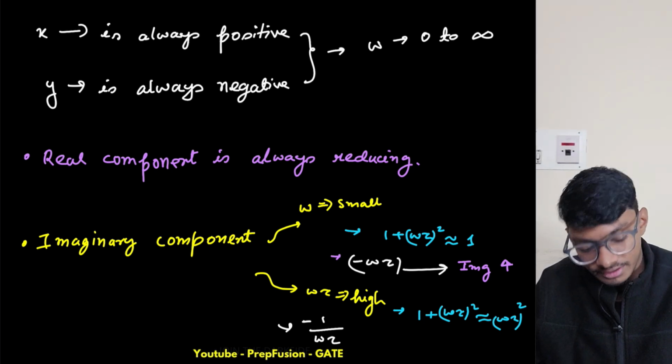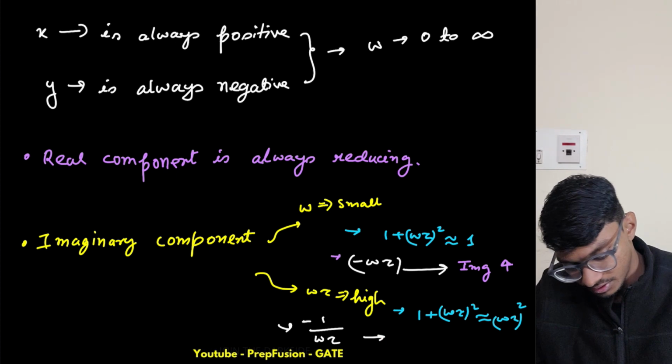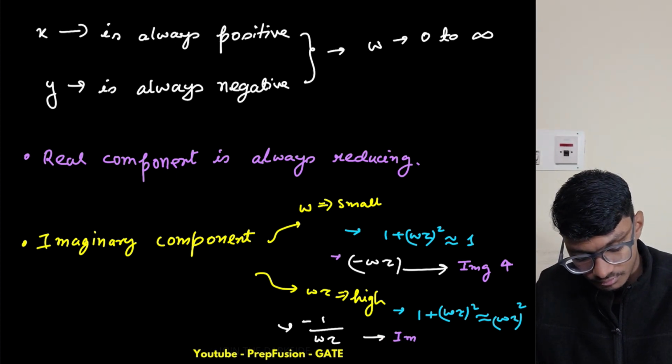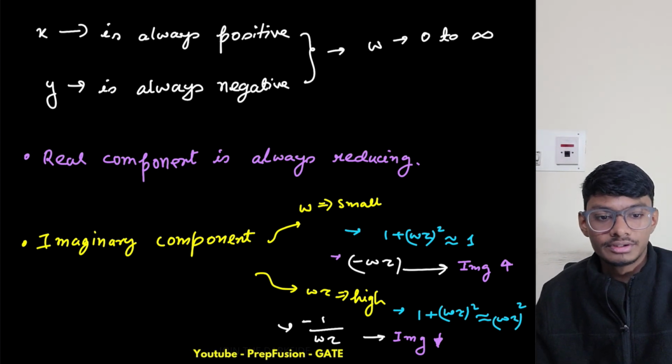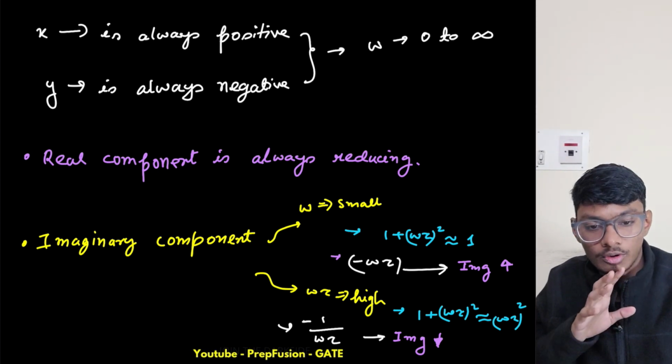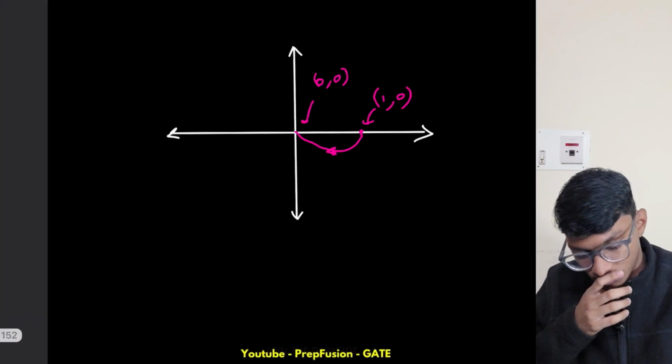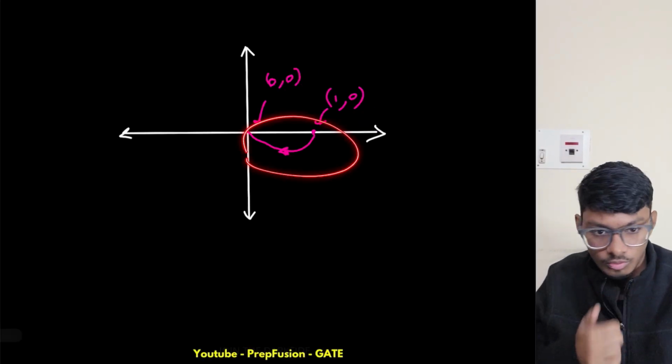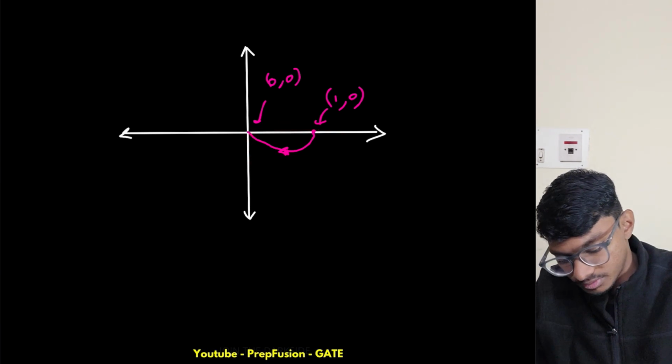Now if I increase omega, what will happen? My imaginary component will reduce. So this is what happens with my real and imaginary components. The plot will look something like this. I hope you got it. Let me make this one better.